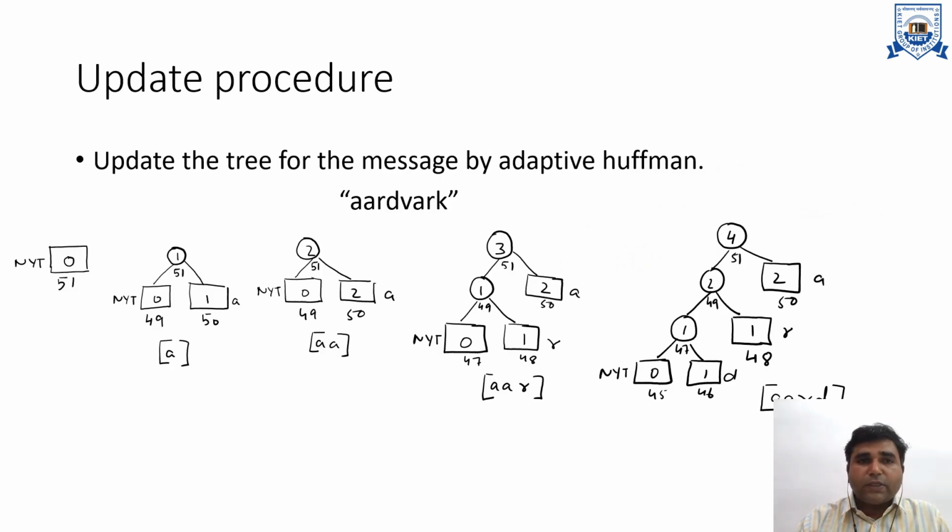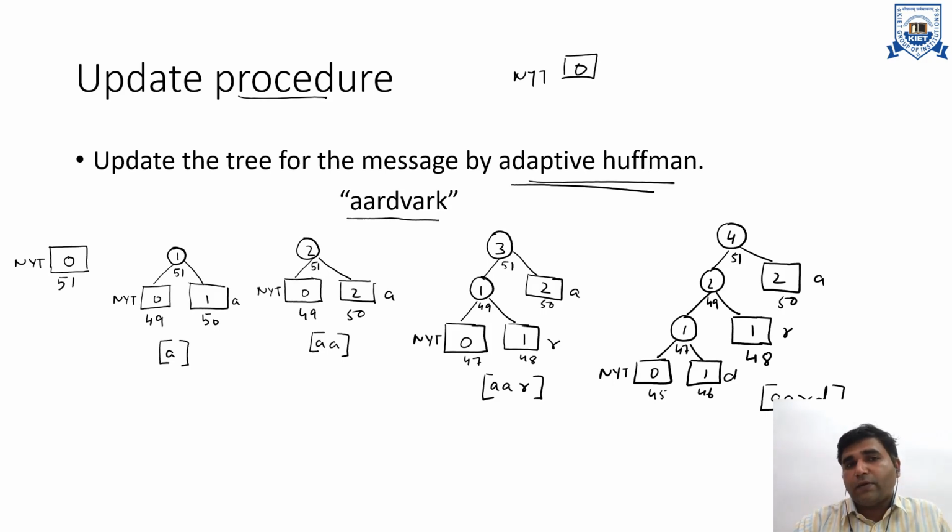Now come to the update procedure. Suppose we have the message AARDVARK. We have to apply the update procedure of adaptive Huffman coding to this message. As I already mentioned, there is a node NYT that always has weight 0. We should keep in mind that the NYT node always has weight 0.